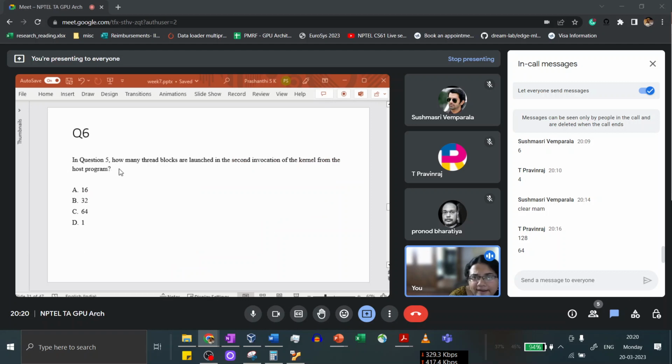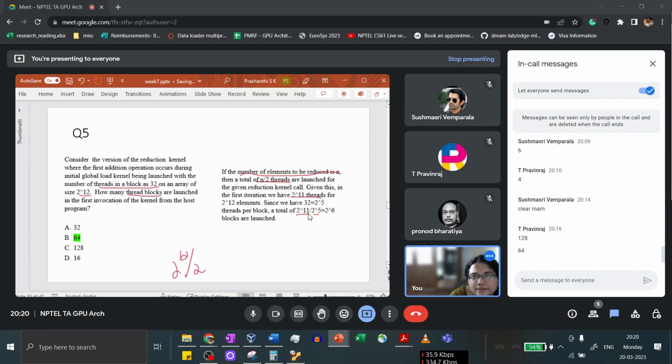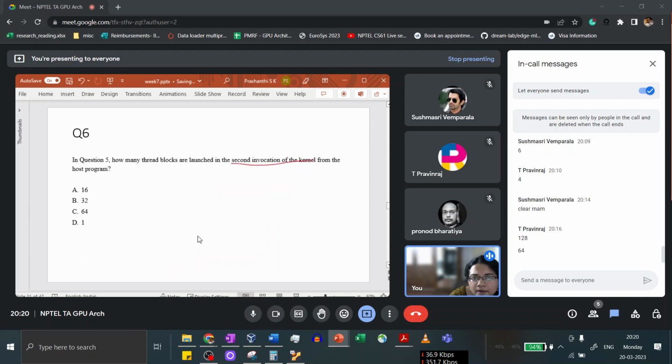In question 5, how many thread blocks are launched in the second invocation of the kernel from the host program? So the same kernel, everything remains the same. Number of threads per block is 32. Array size is 2 power 12. We spoke about the first invocation of the kernel. Now we are asked about the second invocation of the same kernel. Again, take a couple of minutes and think about this.